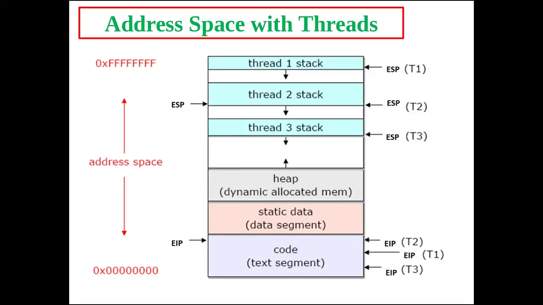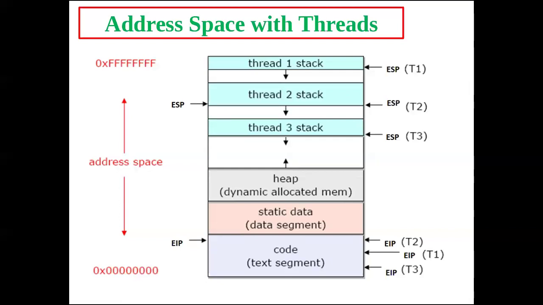Now let us address thread specific components. The top part of the diagram shows multiple stacks: thread 1 stack, thread 2 stack, thread 3 stack. Each thread has its own stack, like the way that it is shown. We see ESP for T1, ESP for T2, ESP for T3. That means each thread has its own stack pointer.